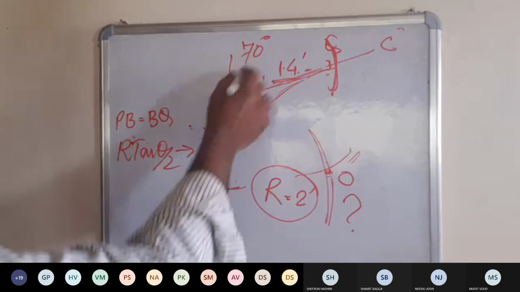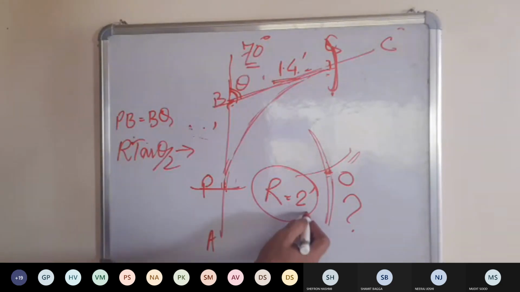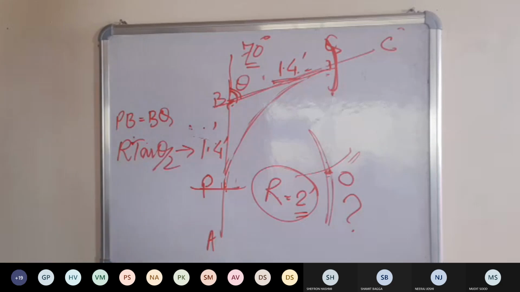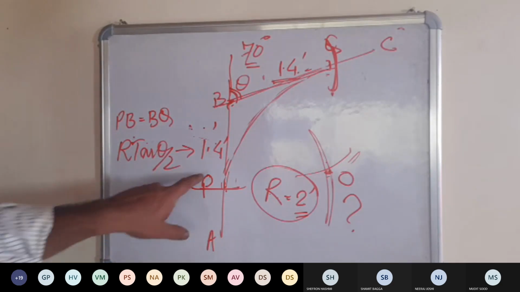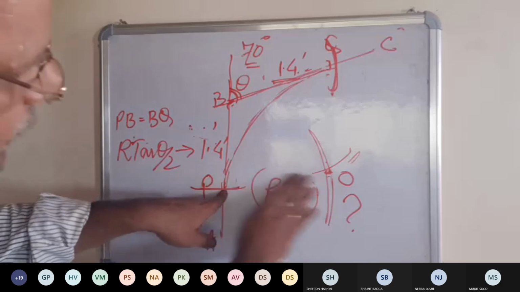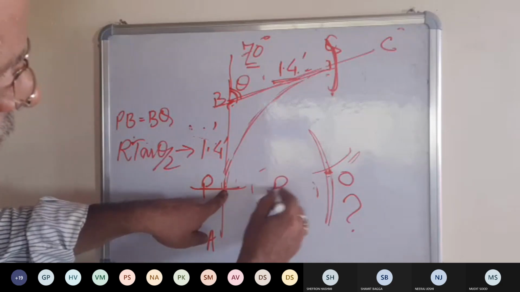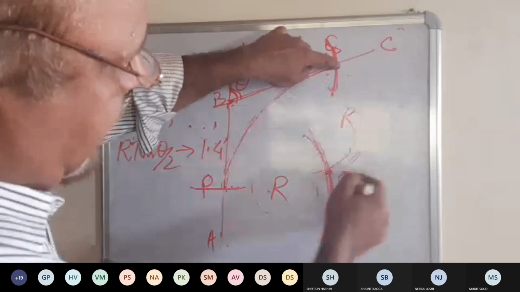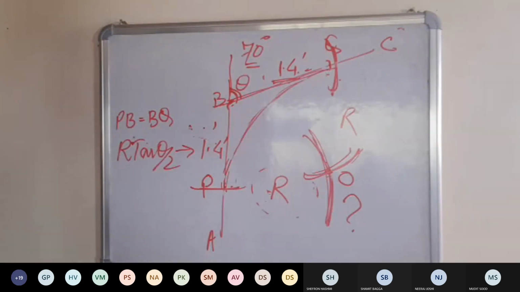जिसमें अभी अगर ये 70 डिग्री था और R 2 माइल है तो अभी आपने कैलकुलेट किया 1.4 माइल्स का डिस्टेंस. R tan theta by 2 equal to 1.4 माइल. अब इस 1.4 माइल से R के बराबर एक आर्क कट करते हैं. यहां से भी R के बराबर एक आर्क कट करते हैं.